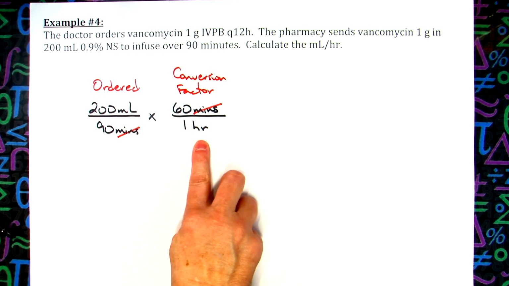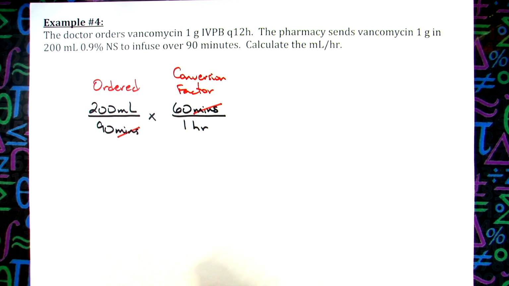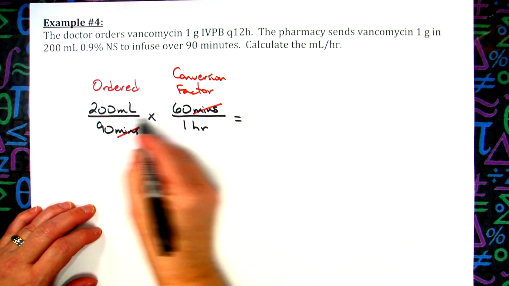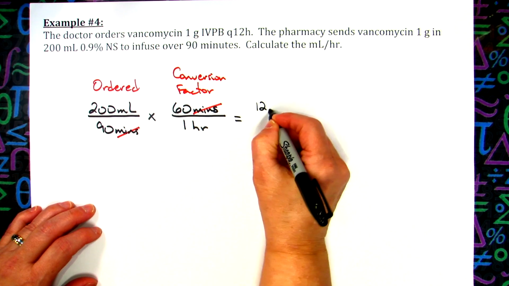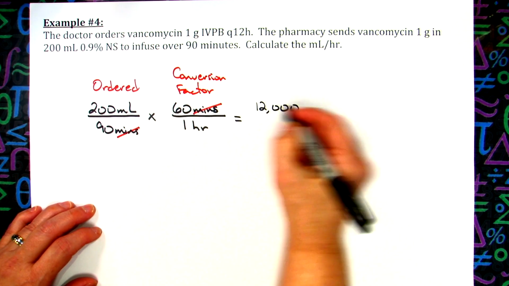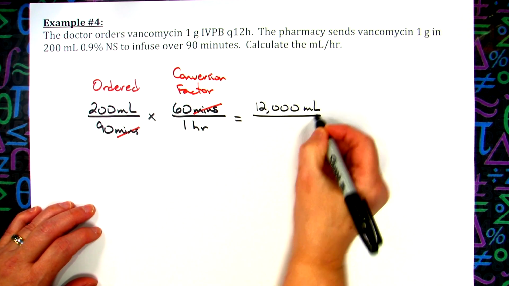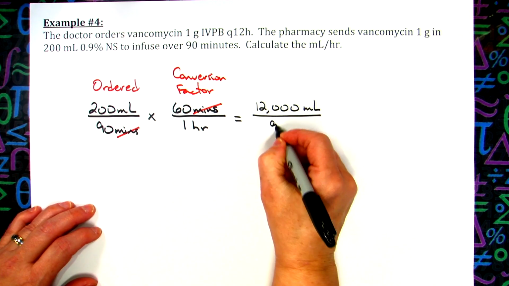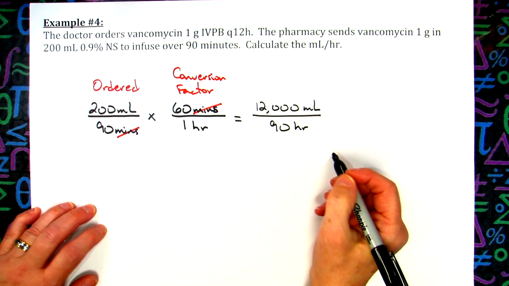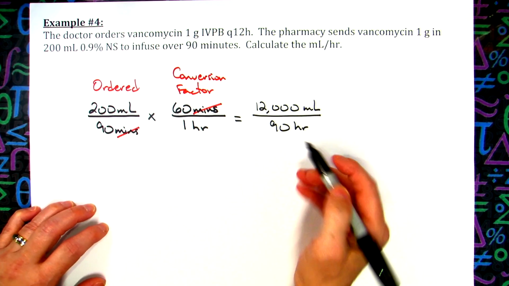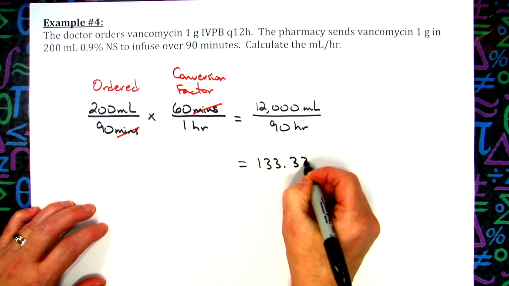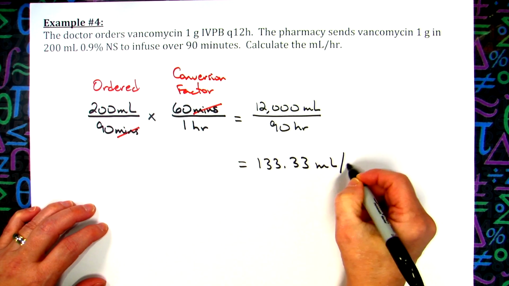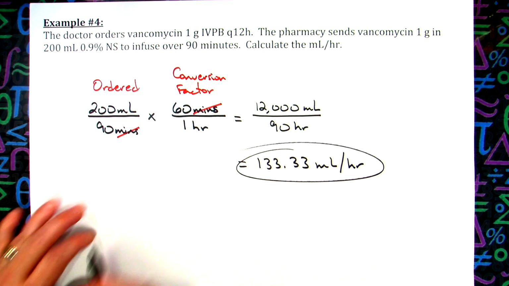All right, now I take a look at what I've got. I've got milliliters per hour. It asked me to find milliliters per hour, so that means I'm good. We can multiply straight across the top. 200 times 60 is going to give me 12,000. The only label on top is milliliters. And then I've just got 90 times 1, so 90 on the bottom. You're going to go ahead and divide here, 12,000 by 90, and you're going to get 133.33 milliliters per hour.